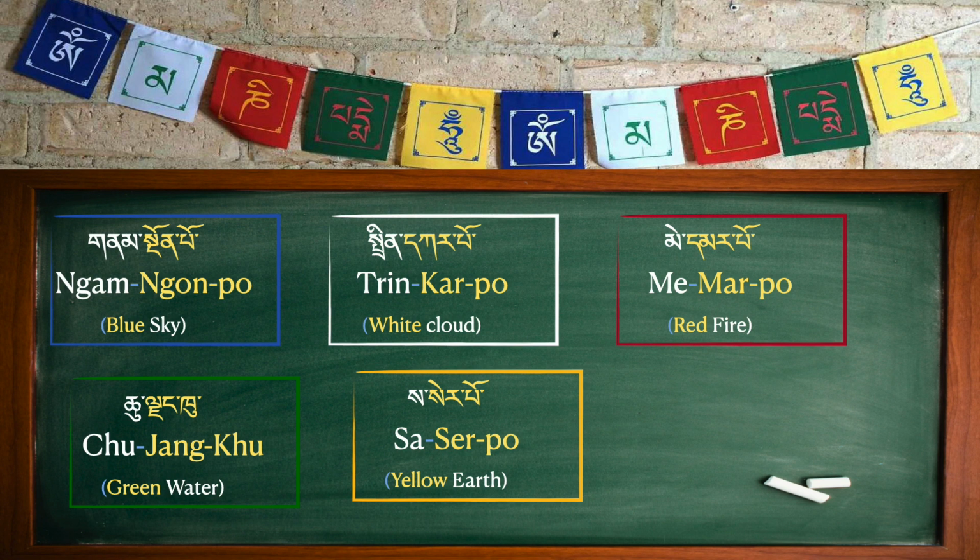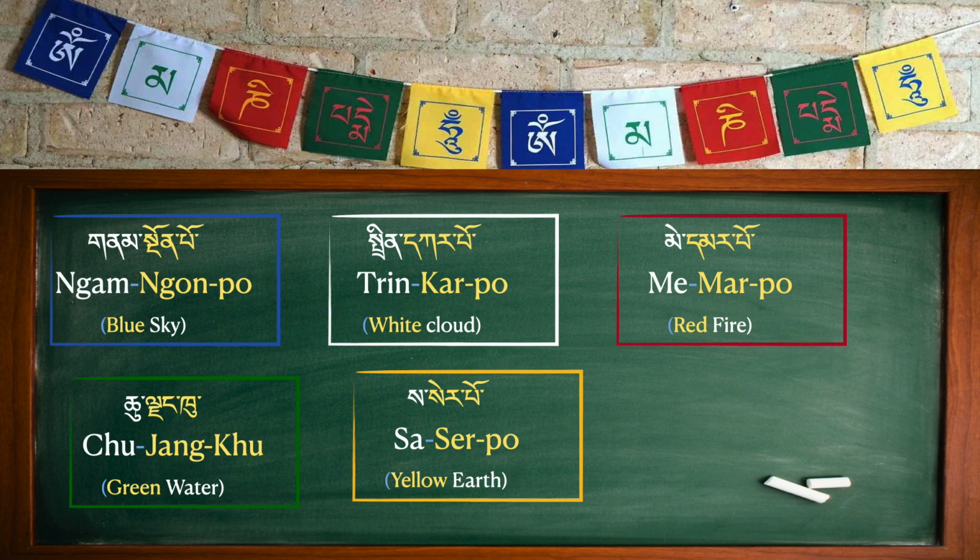Next color is green. Water in Tibetan is chu. Green in Tibetan is jangku. So green water is chu jangku. Although water is said to be colorless, it does appear green in many places, especially in Tibet, due to reflection of greenery around. So we have green water, that is chu jangku.